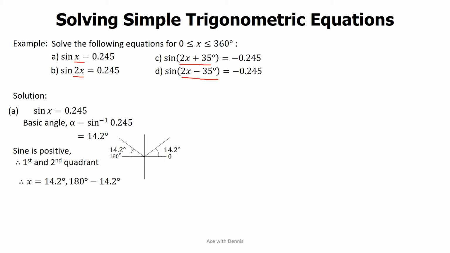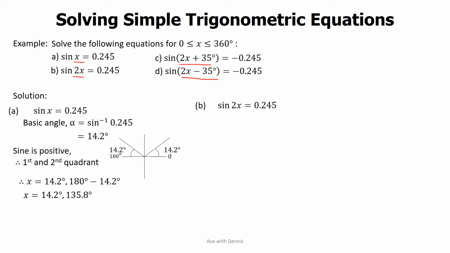Okay, so it is from 0 to 180 degrees. Now we know from this diagram that x equals 14.2 degrees or 180 degrees minus 14.2 degrees, which is x equals 14.2 degrees and 165.8 degrees. Okay, so this is the answer for A.